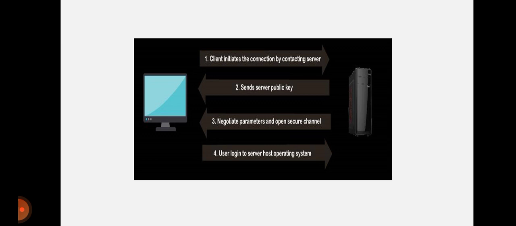This is how SSH works. First, the client initiates the connection by contacting the server. Second, the server sends its public key. Third, they negotiate parameters and open a secure channel. Fourth, the user logs in to the server host operating system.